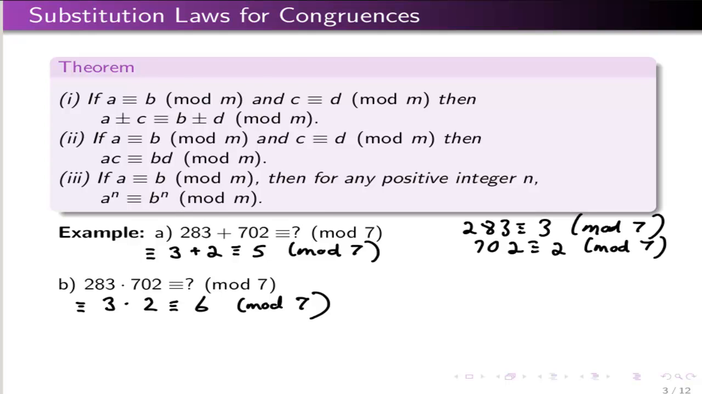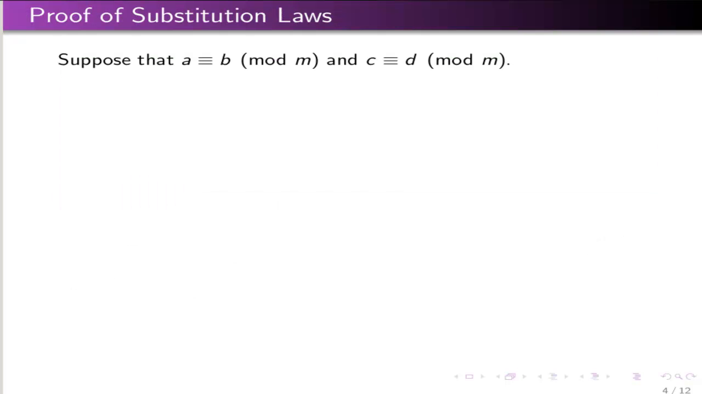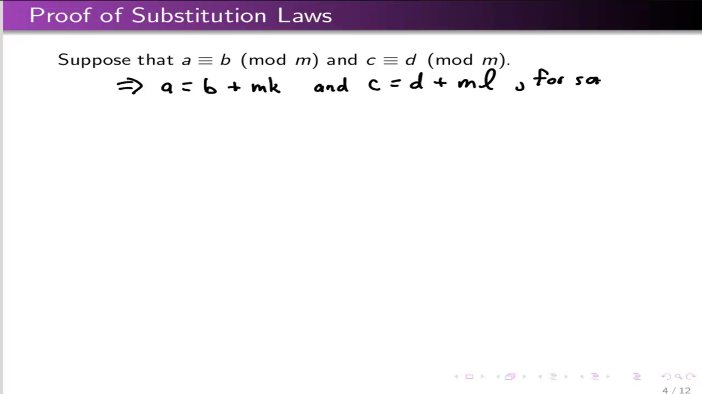All right, let's look quickly at a proof of the substitution laws. So if a is congruent to b, this means that a differs from b by a multiple of m. So let's say a is b plus m times k, and c is congruent to d, so c is d plus ml for some k and l in the integers.